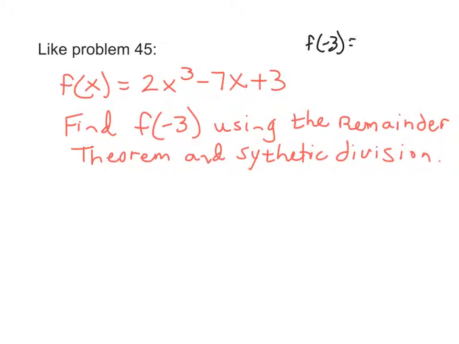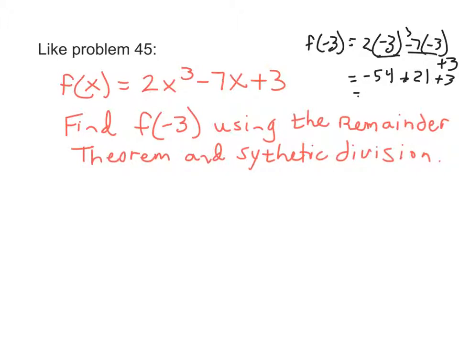by just taking 2 times negative 3 cubed minus 7 times negative 3 plus 3. Okay. Negative 3 cubed is negative 27 times 2 is negative 54 plus 21 plus 3. So that's negative 33 plus 3, I believe is negative 30. We're going to test my math here in just a second. Okay, so basically my y value when x is negative 3 should be negative 30.